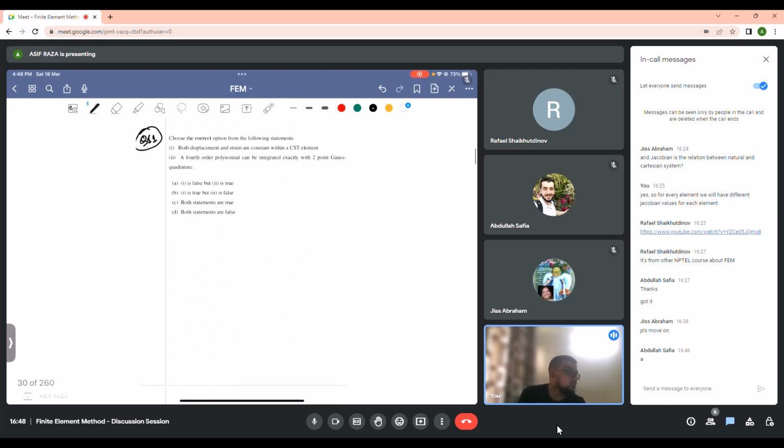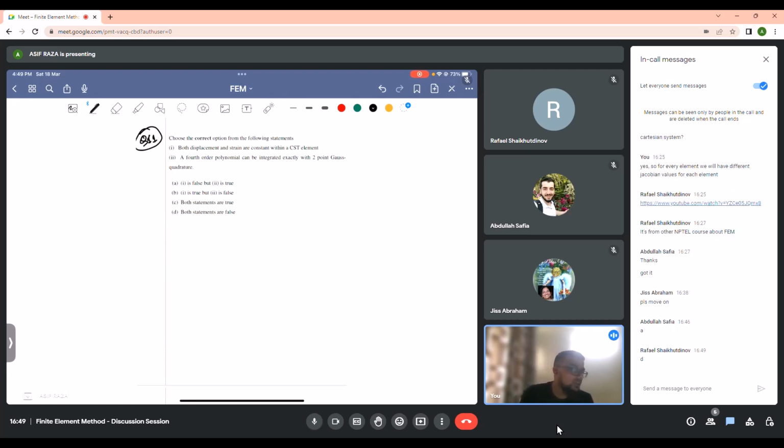Now we'll just have a discussion of the assignment solution quickly. This was the first question of assignment number 7. Choose the correct option from the following statements. The first statement is both displacement and strain are constant within a CST element. The second is a fourth order polynomial can be integrated exactly with 2-point Gauss quadrature, and we have 4 following options. Rafael has said option D.